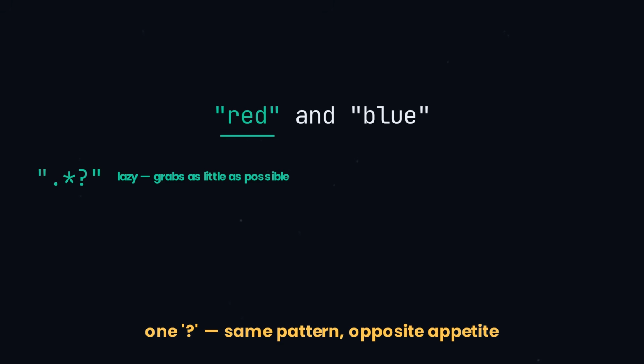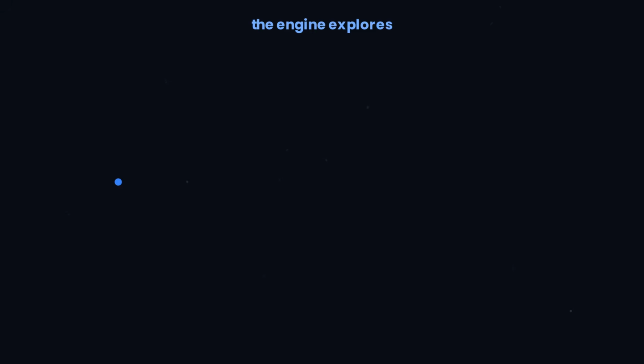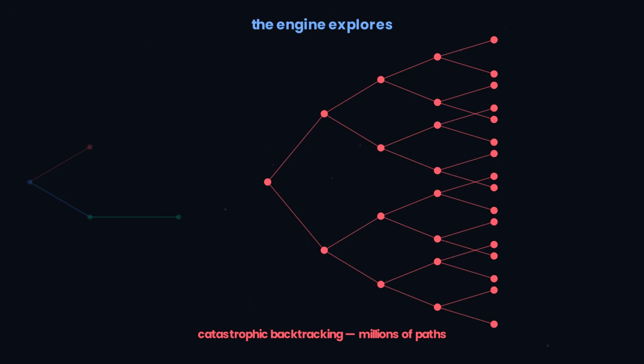If greed can overreach like that, what is the engine doing underneath? Underneath, the engine is exploring. At every step, it tries one path, and when a path fails, it backtracks and tries another, like walking a maze and retreating from each dead end. Most of the time, this is completely invisible and instant. But certain patterns, fed the wrong input, explode into millions of paths, and a single line of text can freeze an entire server. People call it catastrophic backtracking. Knowing the machine is really there is what keeps your pattern safe.